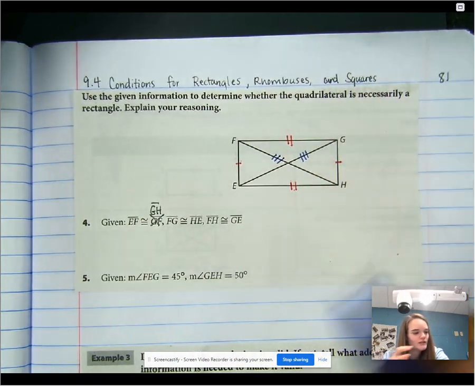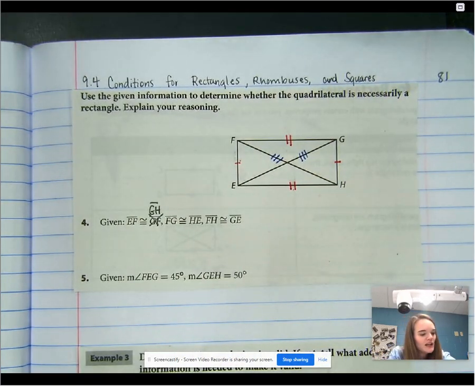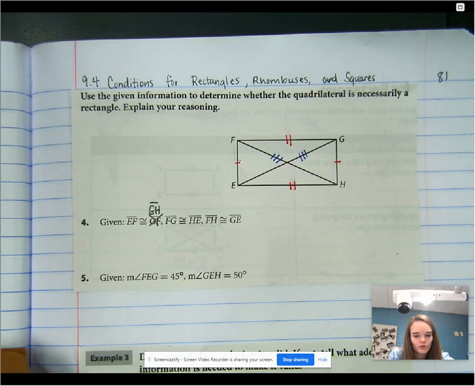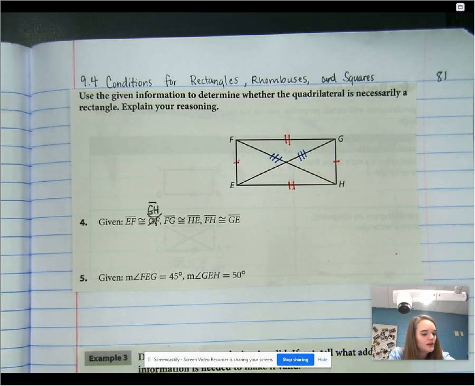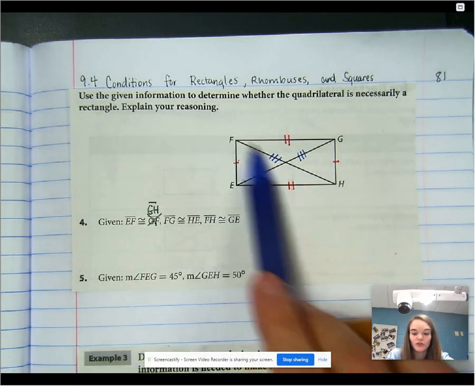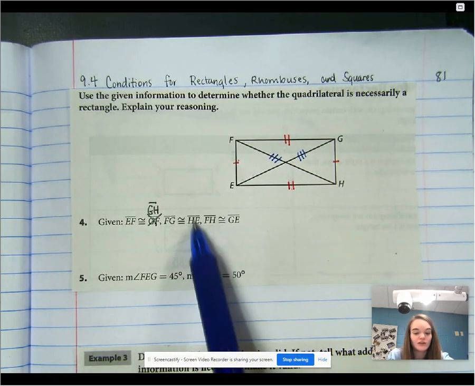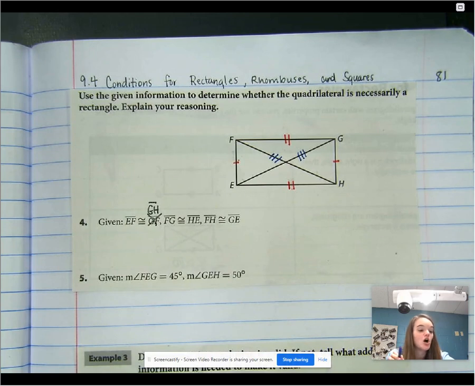All right, let's think. Rectangle. My conditions are: if one angle of a parallelogram is a right angle, I don't have that one. The other one is if the diagonals of a parallelogram are congruent. Are the diagonals congruent? Yes, right here, the diagonals are congruent. However, are the diagonals of a parallelogram congruent? First, is it a parallelogram?